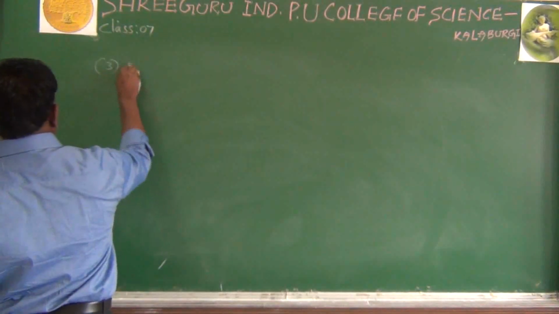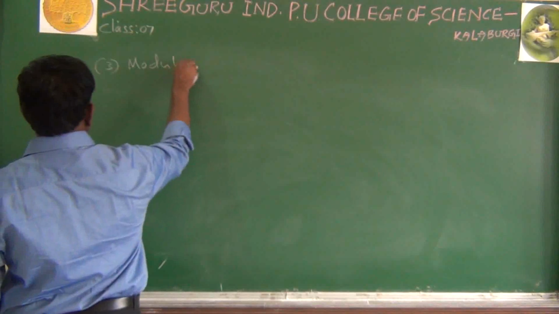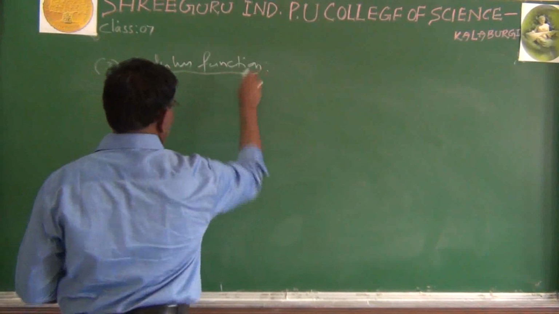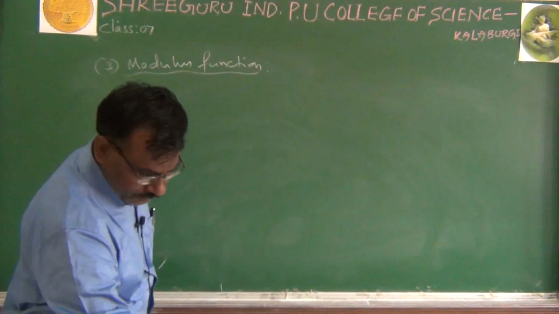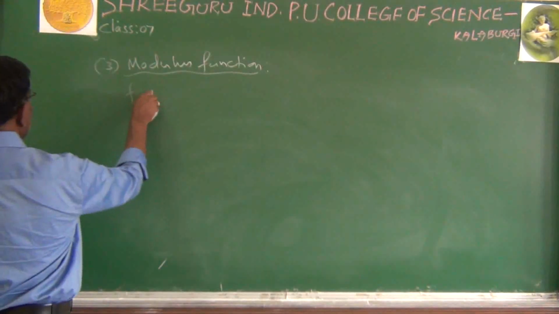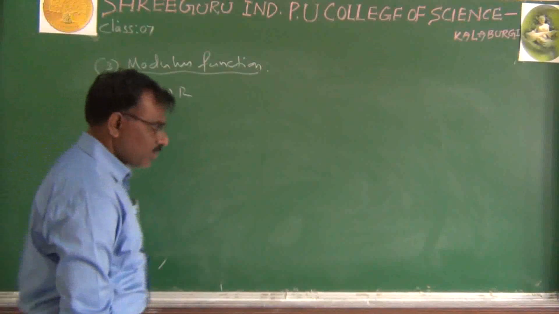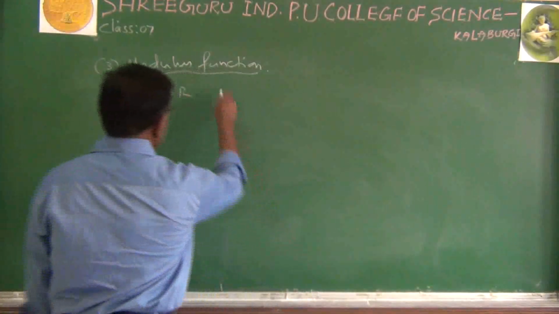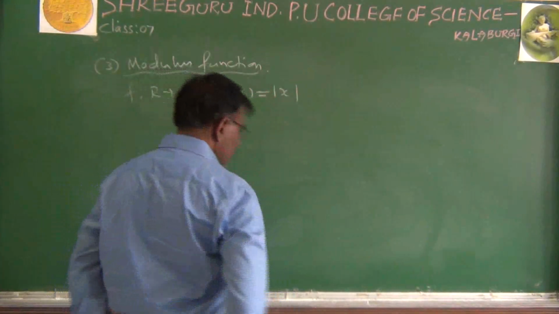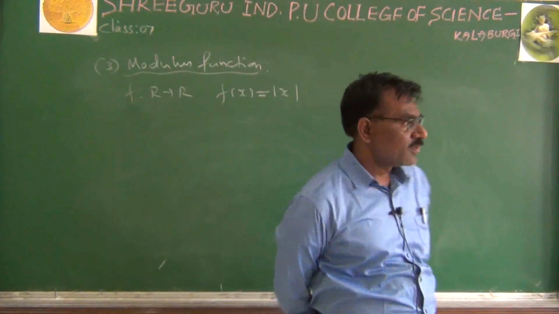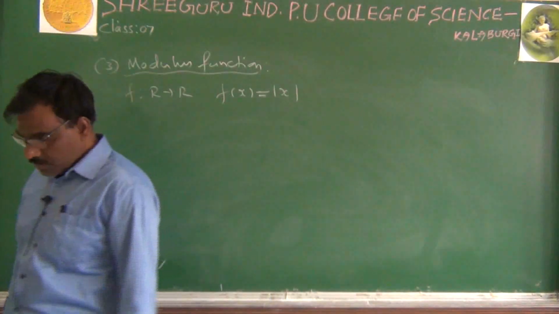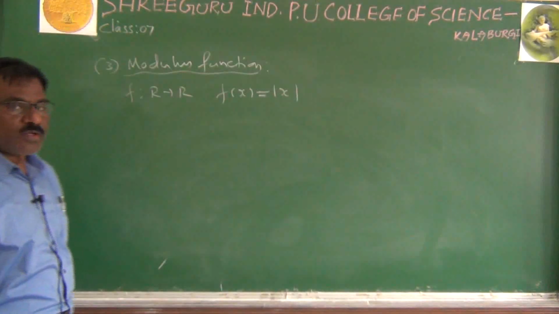Number 3, modulus function. What is the modulus function? The function f from R to R defined by f of x equal to mod x is called the modulus function. Even this passes through the origin, because when x is 0, f of x is 0.